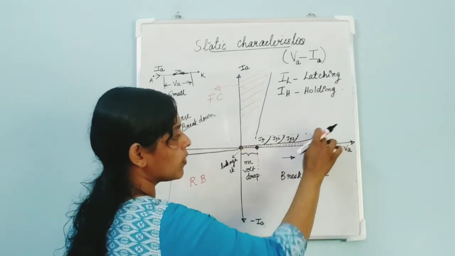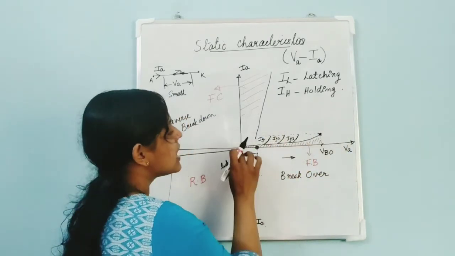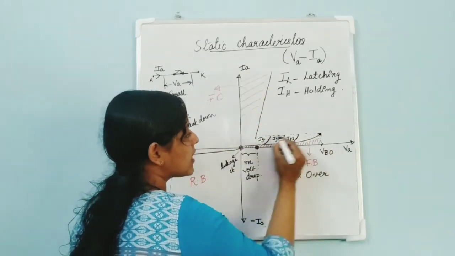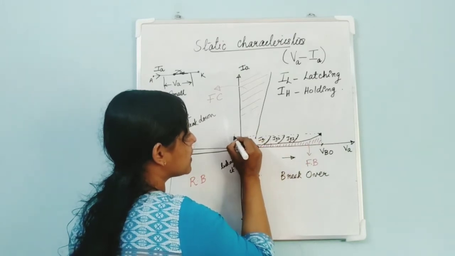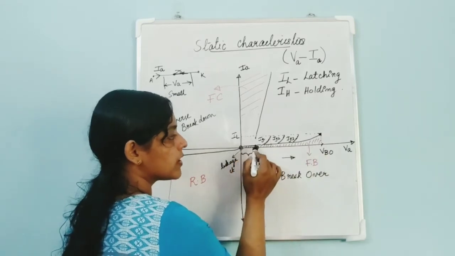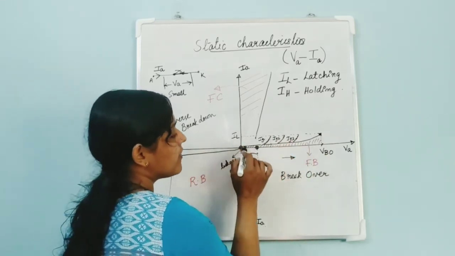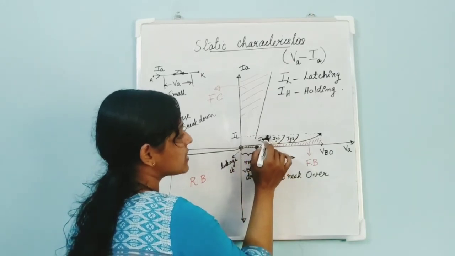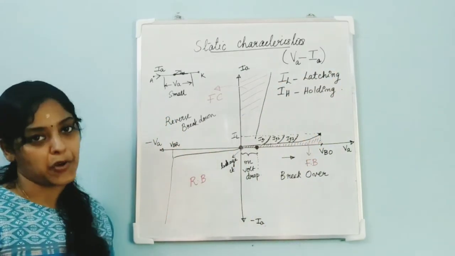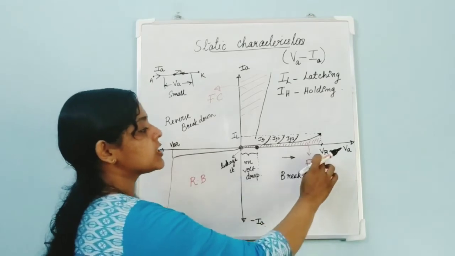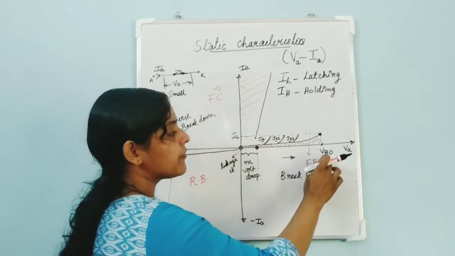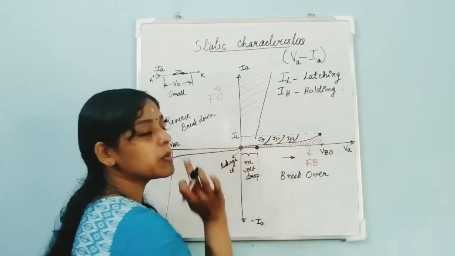Whenever it reaches VBO or IG3, IG2, whatever it may be. So whenever the anode current, this is the anode current axis, right? Whenever the anode current of an SCR becomes equal to a particular value, when the voltage increases, the anode current also gradually increases, right? So whenever this anode current increases and reaches a value equal to latching current, then the device will be turned on. Clear? So we have mentioned that at VBO the device will get turned on, right? So what is happening at VBO, the anode current becomes equal to latching current.